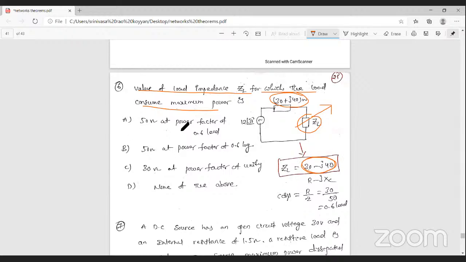But options are given here. What are the options here? 50 ohm with power factor 0.6 leading, and 50 ohm with power factor 0.6 lagging. So the source resistance and load resistance values we have already found out. What did you get? 30 minus J40. What is the resistance part in this? 30. So since the resistance value is 30, option C is right. Option C is right, but power factor is unity. So here there is a mistake in the problem. We'll check it.